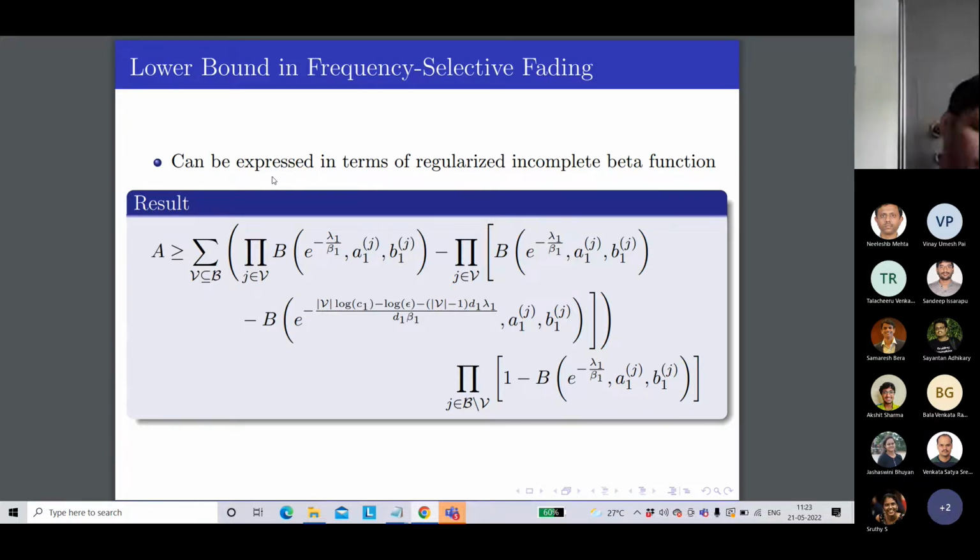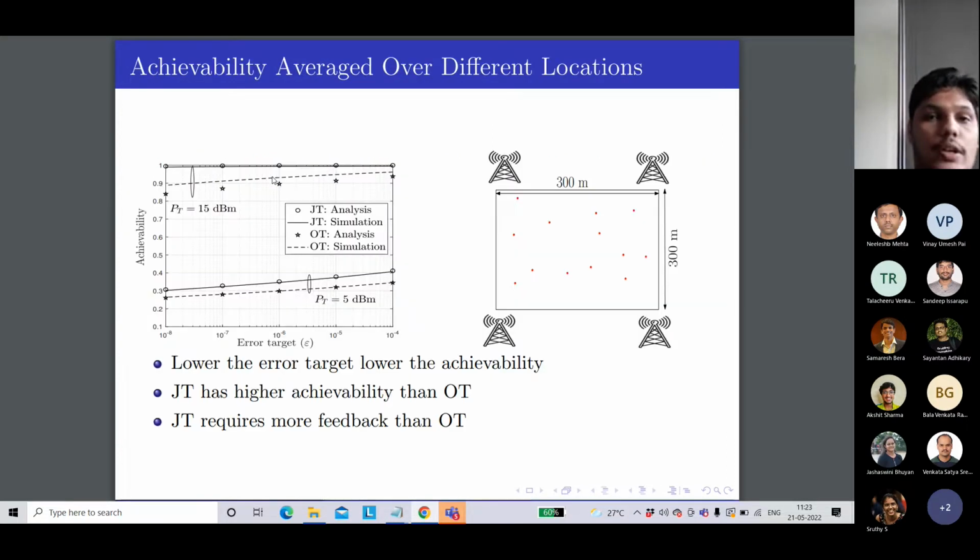Now we'll see the simulation and the achievability as a function of error target. So this is the simulation setup. We have 4 base stations.